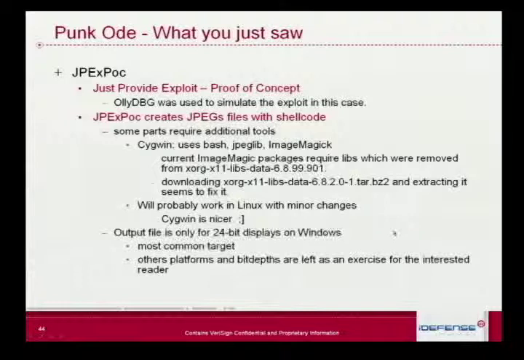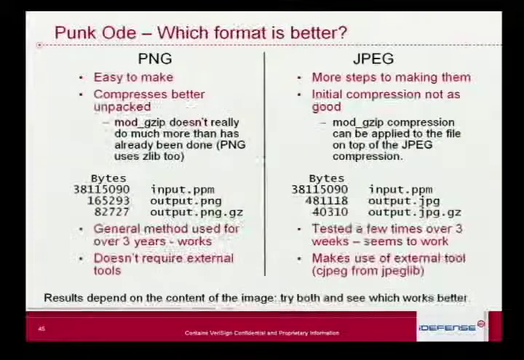So what you just saw was just a proof of concept exploit. I simulated the actual exploit itself using Ollie, and also so you could have a look and see a little bit about what the shellcode looked like. Some of it requires some extra tools. So these notes here, if you decide to download it: it was developed using Cygwin in the Windows environment, and they managed to break X, or break ImageMagick at some point. But there's a workaround for that, which was posted somewhere. And the output's only for 24-bit displays on Windows, because that's the most common target, really. Other platforms and bit depths are an exercise for the reader.